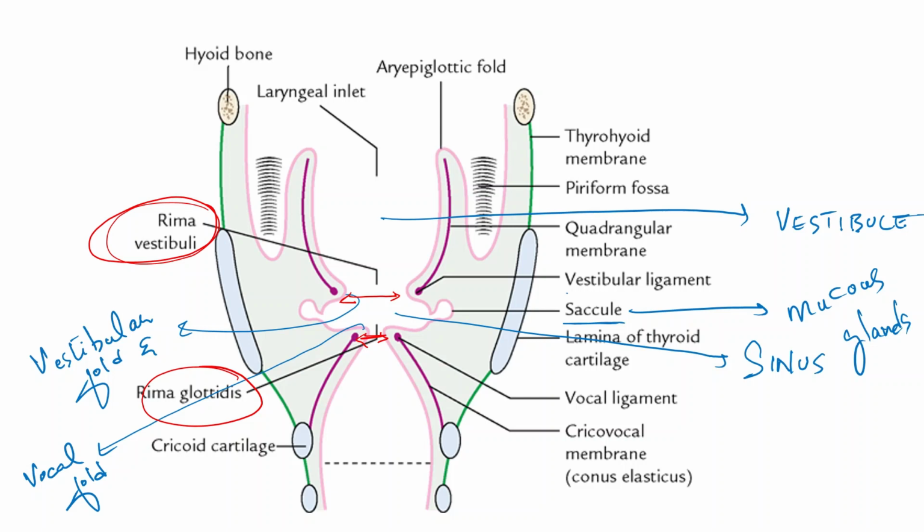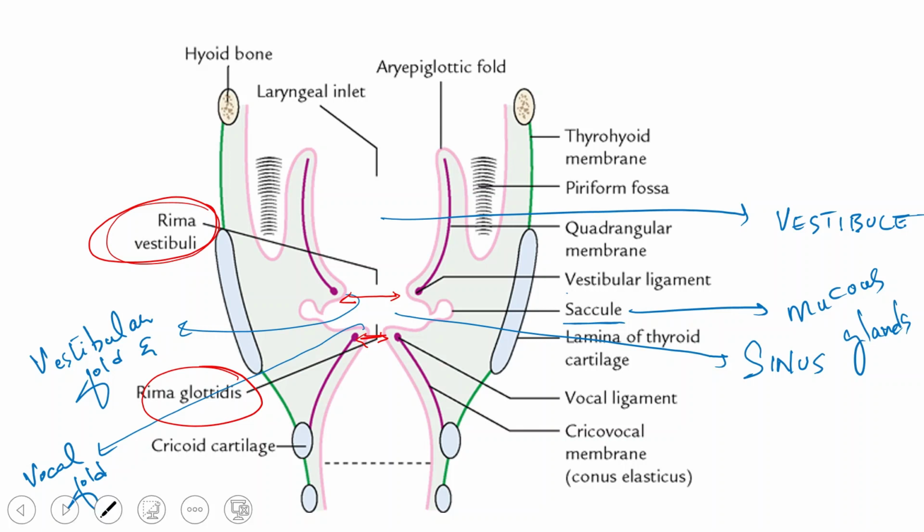The rima vestibuli mainly functions to permit the air entry in inspiration, and it prevents the exit of air during expiration. Hence, this rima vestibuli is also known as the exit valve of the larynx, due to its function, as it permits the air entry during inspiration and prevents the air exit during expiration. So this is the exit valve of the larynx, that is the rima vestibuli.